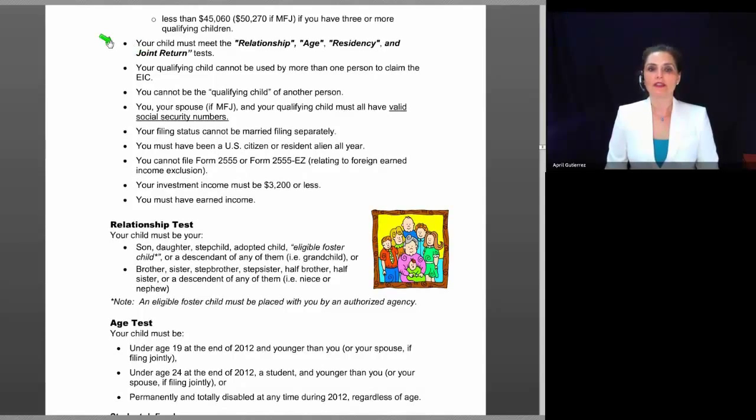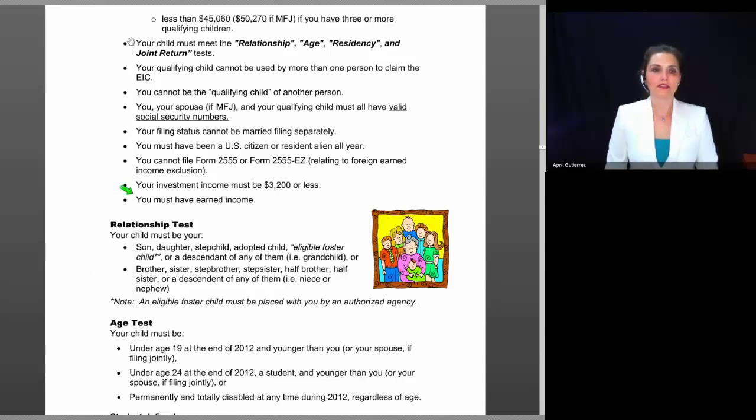Your child must meet the relationship, age, residency, and joint return tests. Your qualifying child cannot be used by more than one person to claim the earned income credit. You cannot be the qualifying child of another person. You, your spouse, if filing jointly, and your qualifying child must all have valid Social Security numbers. Your filing status cannot be married filing separately. You must have been a U.S. citizen or a resident alien all year. You cannot file Form 2555. Your investment income must be $3,200 or less, and you must have earned income.